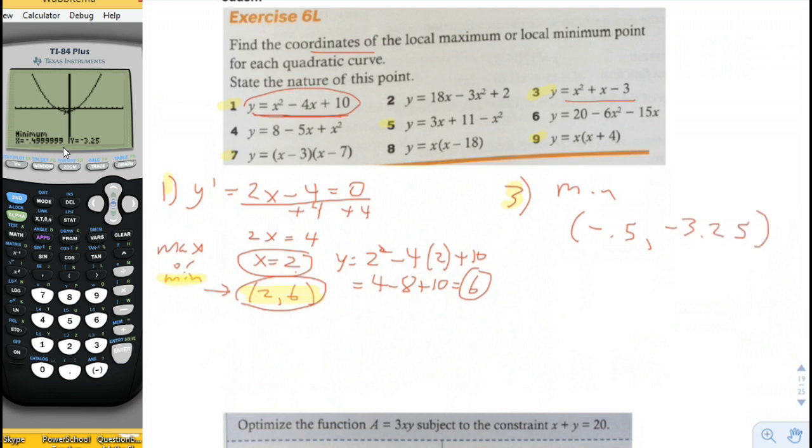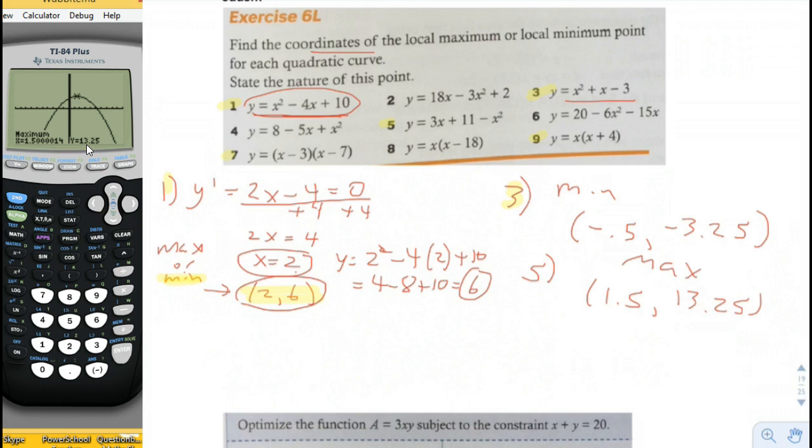Okay, so that was number 3. Now we'll do number 5. So we're going to put this one in the calculator. So here we have 3x plus 11 minus x squared. We graph it. Ooh, it's a maximum this time. Then we do a second calc maximum, which is 4. Left bound is fine there. Then we go to the right side of the maximum and we hit enter again. And we can hit enter for guess. And the maximum is 1.5 comma 13.25. And this is a maximum.